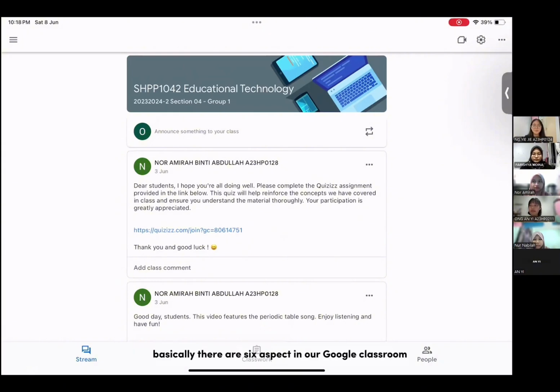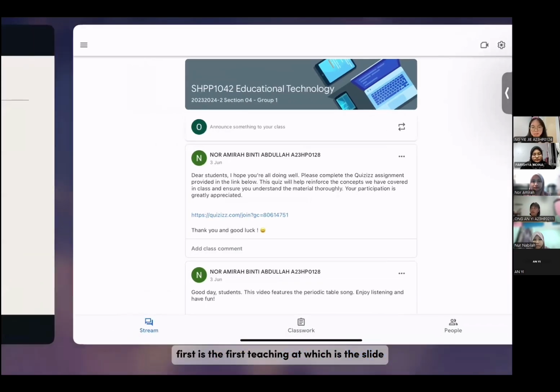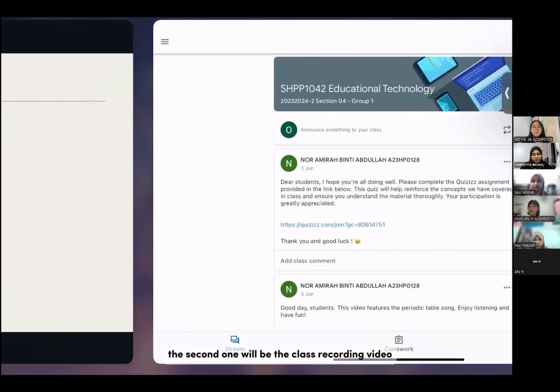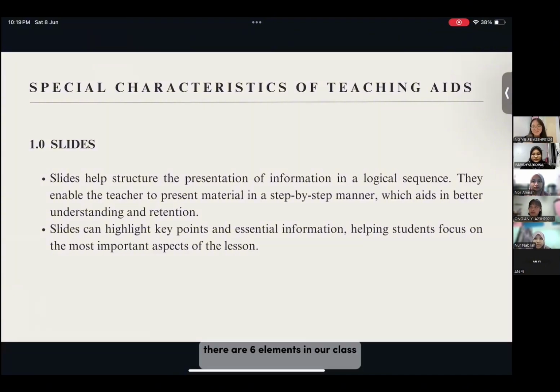So basically, there are six aspects in our Google Classroom. First is the first teaching aid, which is the slide. The second is the class recording video. The third is sharing YouTube links as reference. And then we have the class activity and the class assessment. There are six elements in our class.